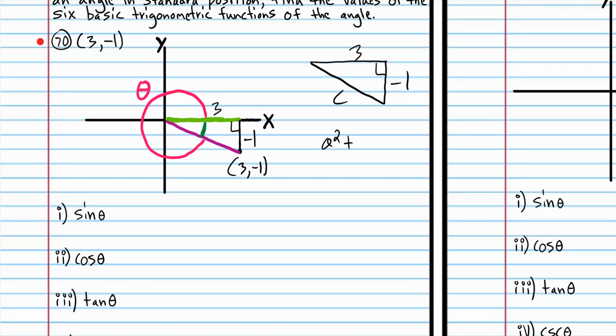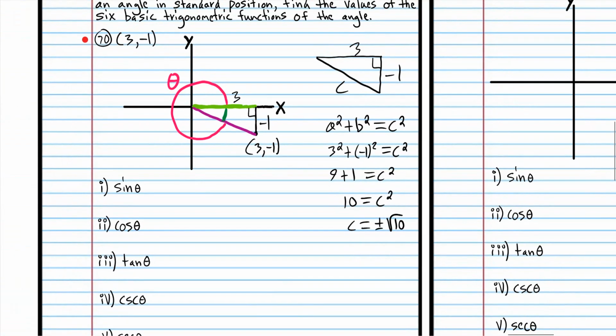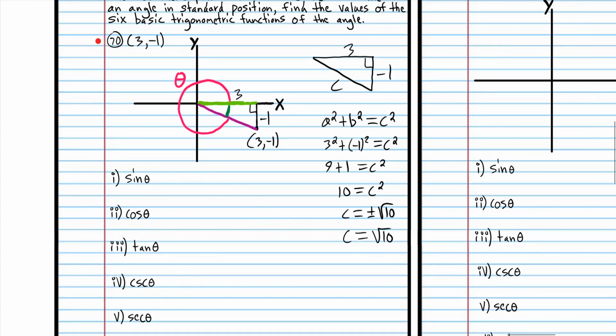So let's use the Pythagorean theorem. So we have a squared plus b squared is equal to c squared, and that is 9 plus 1 is equal to c squared. So c is equal to plus or minus root 10, but remember, when you're calculating the values of these basic functions, the hypotenuse is always defined to be positive.